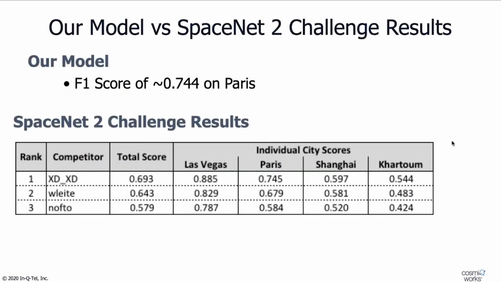So how does our model stack up against SpaceNet 2 challenge results? If you recall, SpaceNet 2 was released in mid to late 2017. Our model had an F1 score of about 0.744 on Paris, which ranks up pretty closely to XDXD's Paris score of 0.745. Now, if we look at some of the other competitors, they had scores of 0.679 and 0.584.